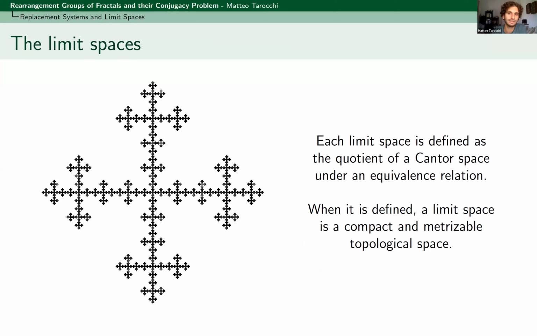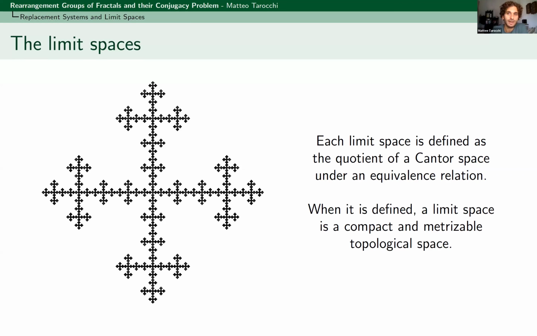You can actually define these limit spaces of replacement systems as quotients of Cantor space under an equivalence relation. The Cantor space would be made of infinite sequences of edges. So the alphabet is made by the edges of the replacement system, and the equivalence relation is determined entirely by the graphs that you obtain by replacing things. So really, the main takeaway here is that the topology of the space, everything about the space, is entirely codified by the graphs of the replacement system and the graph expansions. So the things that you obtain by expanding edges from the base graph.